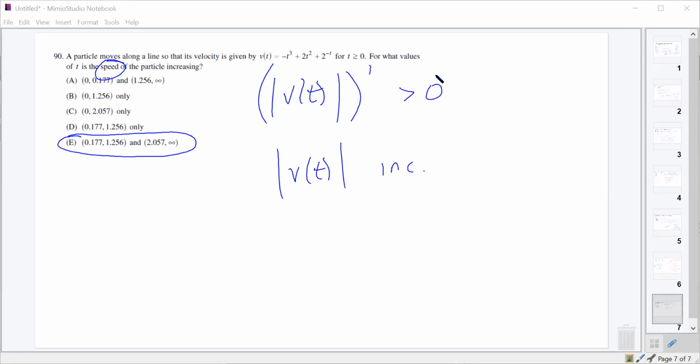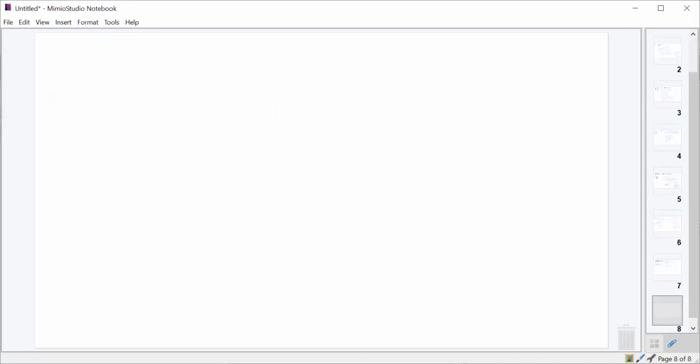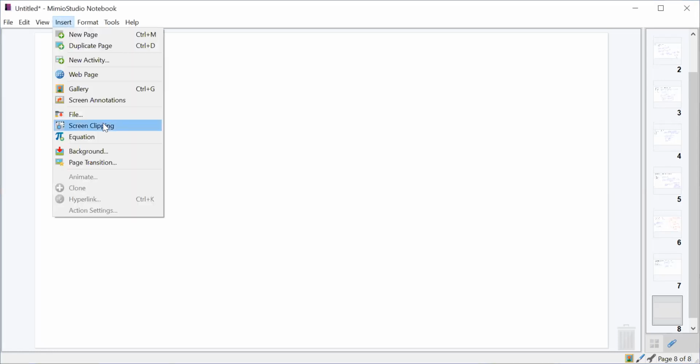All right, and then the next one was the one right after that, number 91, 2014. This one's a little bit more in depth. Give me a second here to take more than one screenshot of this to be able to see the whole problem.